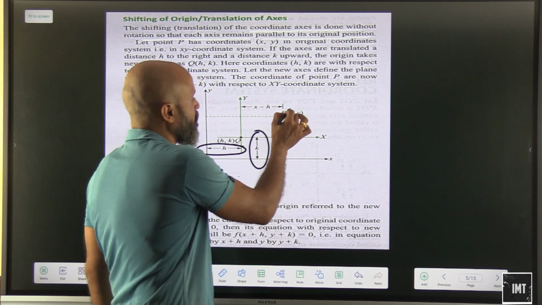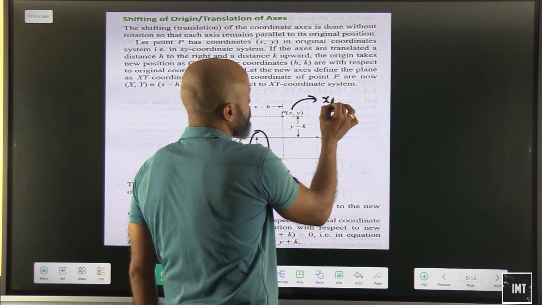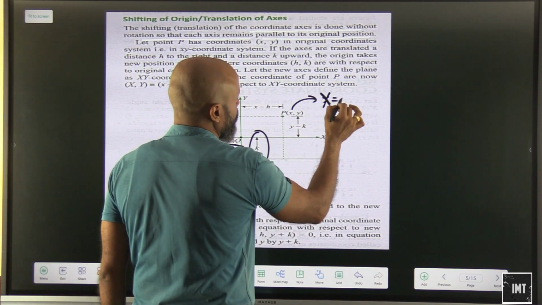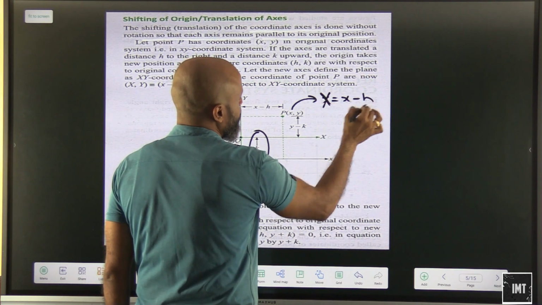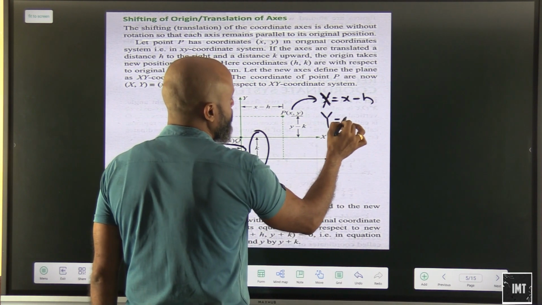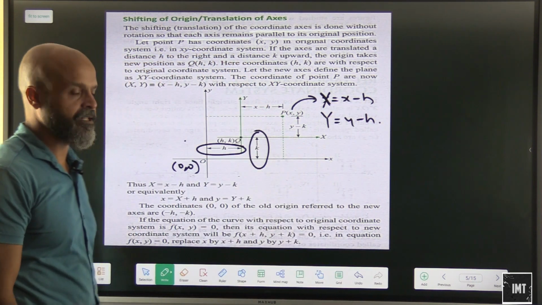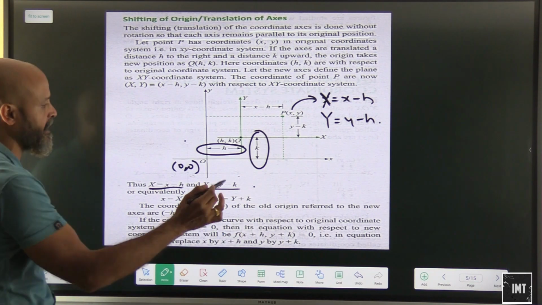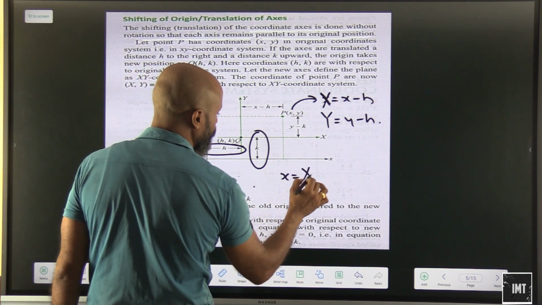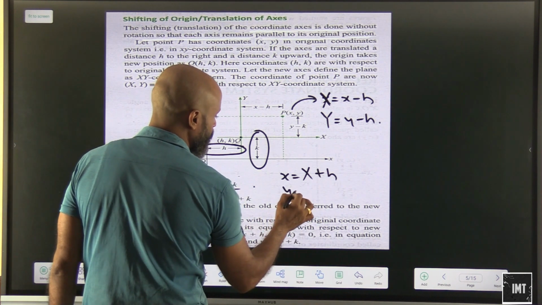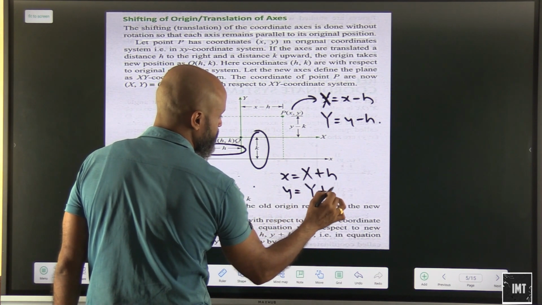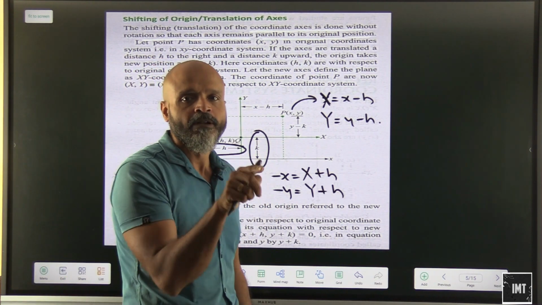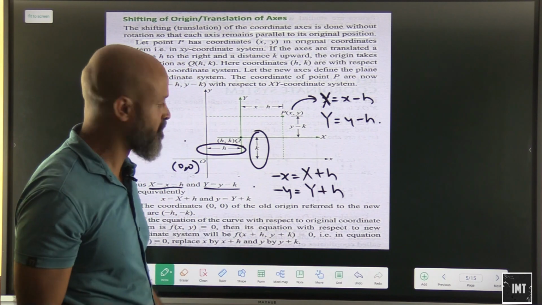Okay, so what will be the new coordinates of x? This can be written as new capital X equals small x minus h, and similarly the new coordinate of y will be y minus k. So X is equal to x minus h and Y is equal to y minus k, or we can write it as the original coordinate x is equal to new coordinate X plus h, original coordinate y is equal to Y plus k. Here x and y are with respect to the original coordinate system, which is assumed to be intersecting at 0 0, the origin point.